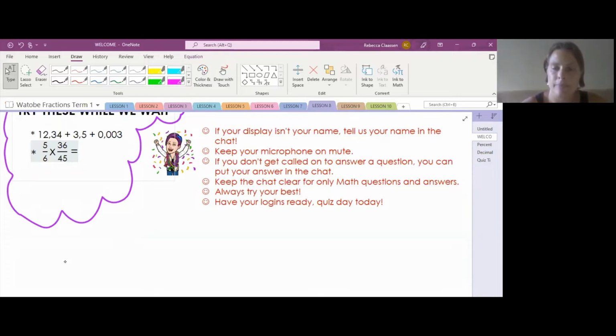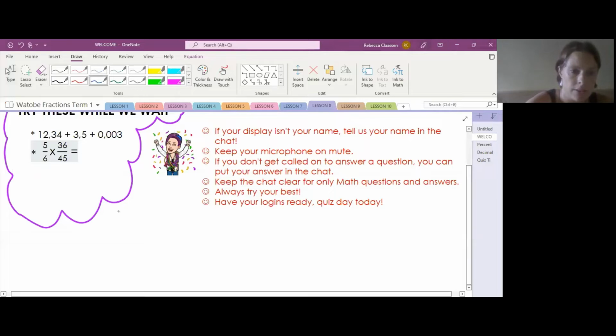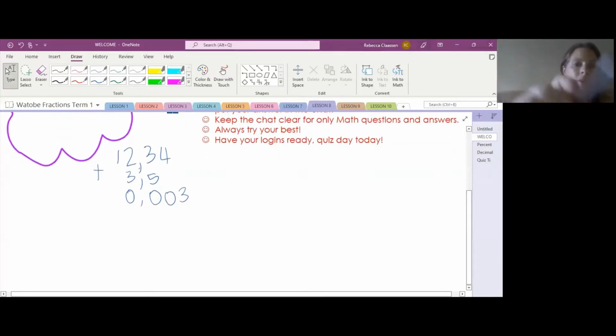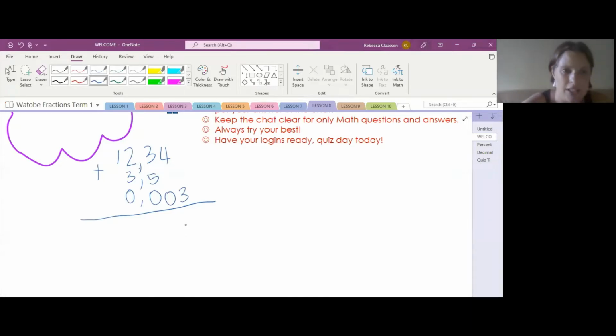So, ma'am, what you have to do is add all of them. So 1, 2, 34 plus 3, 5 plus 0,003. So 3 plus nothing is 3. 4 plus 0 is 4. 3 plus 5 is 8. 2 plus 3 plus nothing is 5. And 1 plus nothing is 1. And you put a comma between the 1, you put a comma between the 5 and the 8.